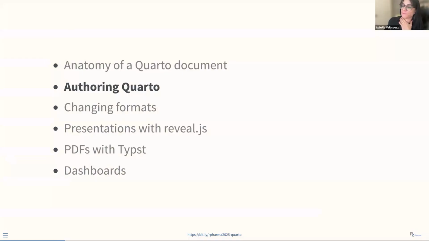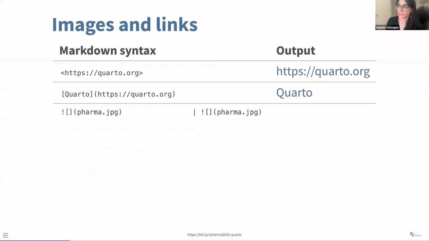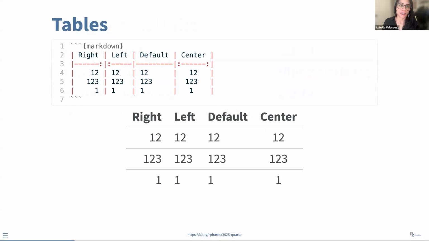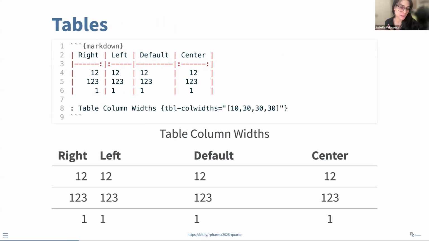Let me see if this goes. Okay, so now let's talk about authoring Quarto. And as I mentioned before, there's specific syntax from Markdown that we can use to do things like create a link, add images, and things like that. You could do things like add tables, and you can also customize the table widths if you so choose.